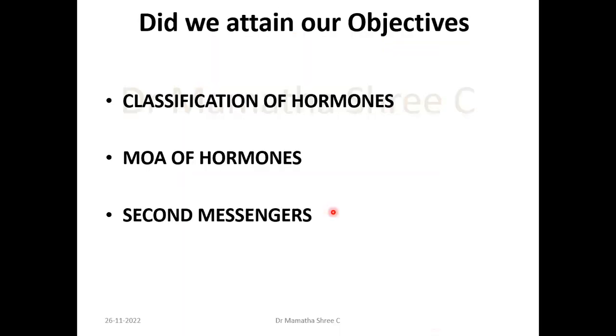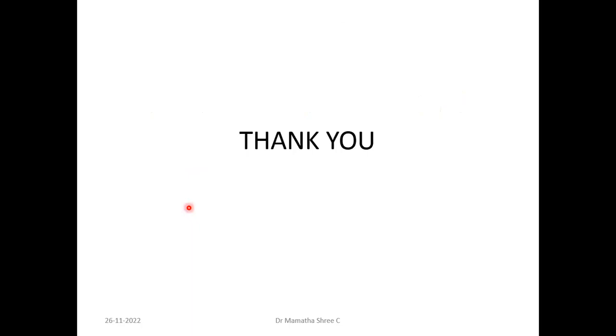So in the previous video and this video, we attained our objectives of classification of hormones. We studied what a hormone is, we studied how to classify based on their chemical nature and also based on their mechanism of action. Then we studied mechanism of action in three different ways, that is direct translation, activation of enzymes, or G protein coupled activation. Then we studied second messengers. So this is all about the mechanism of action of hormones.